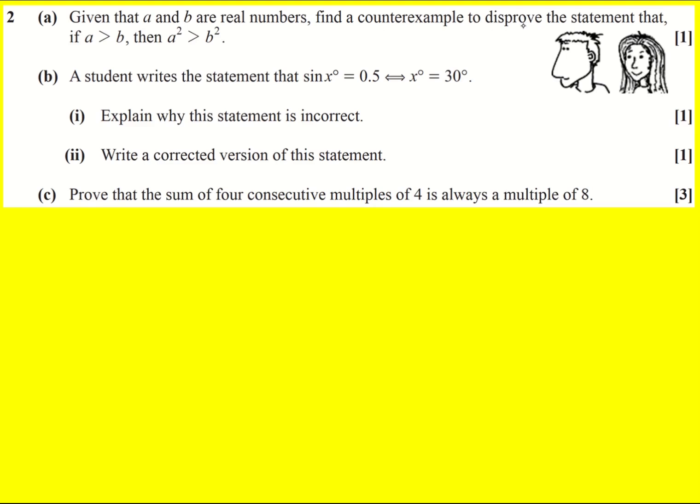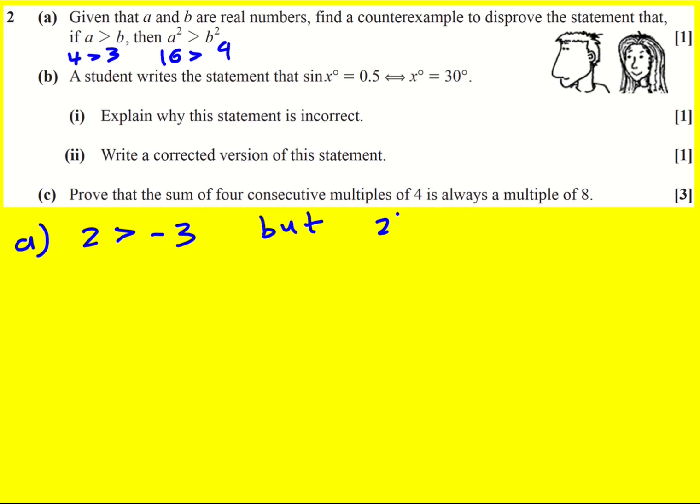We're asked to find a counterexample to disprove the statement that if a is greater than b, then a squared is greater than b squared. Now, of course, this is often true. So 4 is greater than 3 and 16 is greater than 9, but it's not always true. We need to find a situation where it's not true. So let's look at 2 is greater than minus 3. It's all about including a negative here, because when you square a negative, it becomes positive.